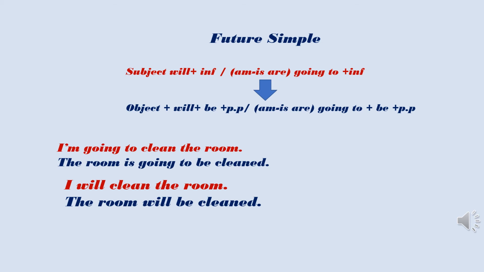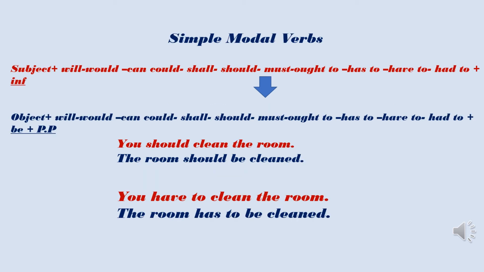If I have in my sentence a simple modal verb followed by infinitive, like will, would, can, could, may, might, or a semi-modal verb like has to, have to, or had to, also followed by infinitive, then they have to be followed by be first, then past participle. So if I said you should clean the room, then it should be the room should be cleaned. If I said you have to clean the room, then it will be the room has to be cleaned.